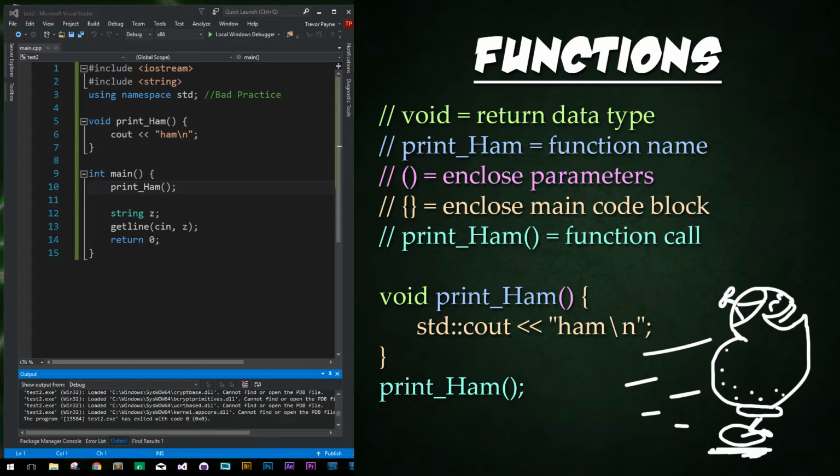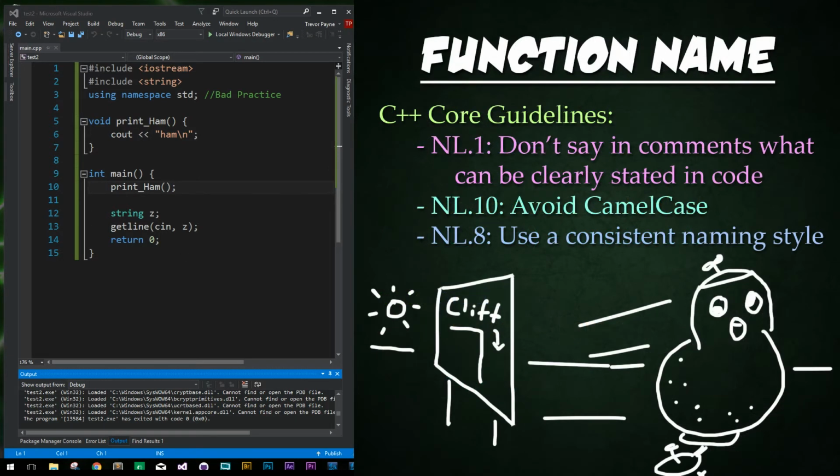And the first and most important thing is the naming of the function. The C++ core guidelines have a lot to say about naming, and in particular, naming functions. NL1 says, no need to create comments for what is clear in code, especially in well-named functions. In the past, you may have been creating comments for every single line of code, and just as a rule of thumb, I want to say that there's no need because a well-named function will be descriptive enough of what's going on in the program.